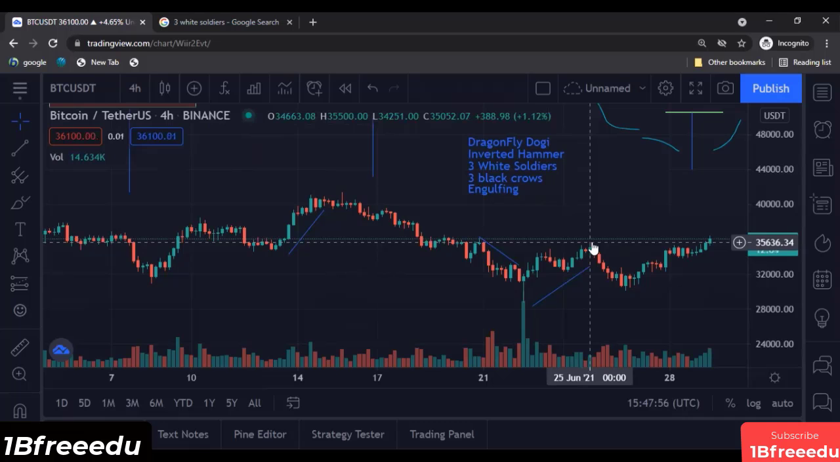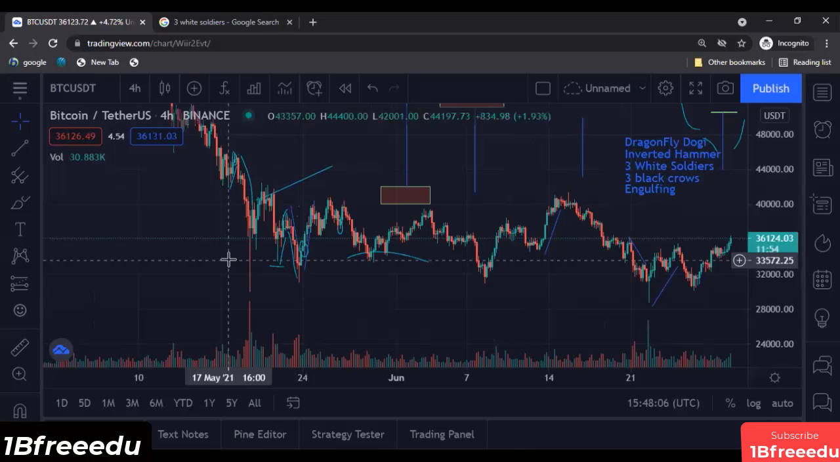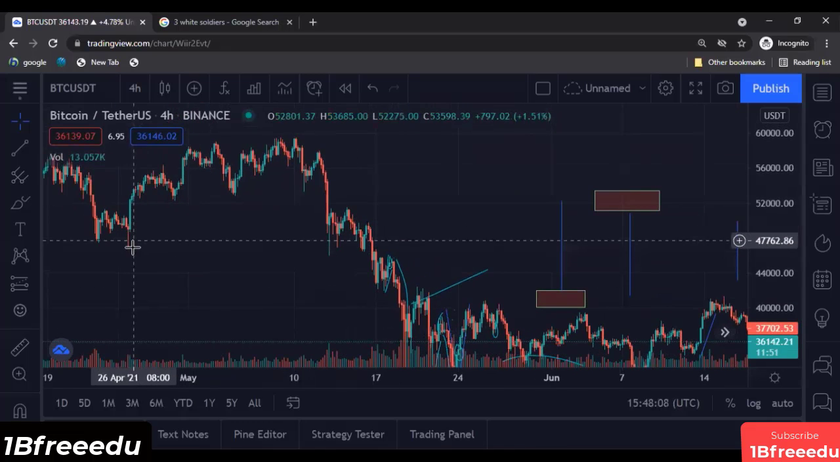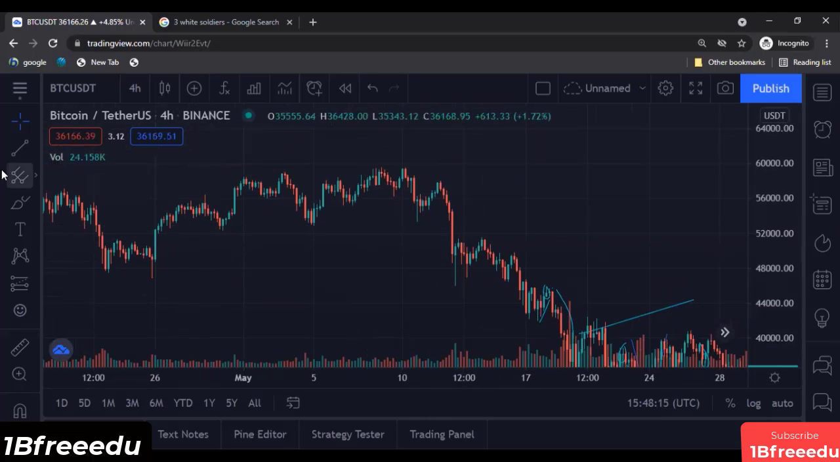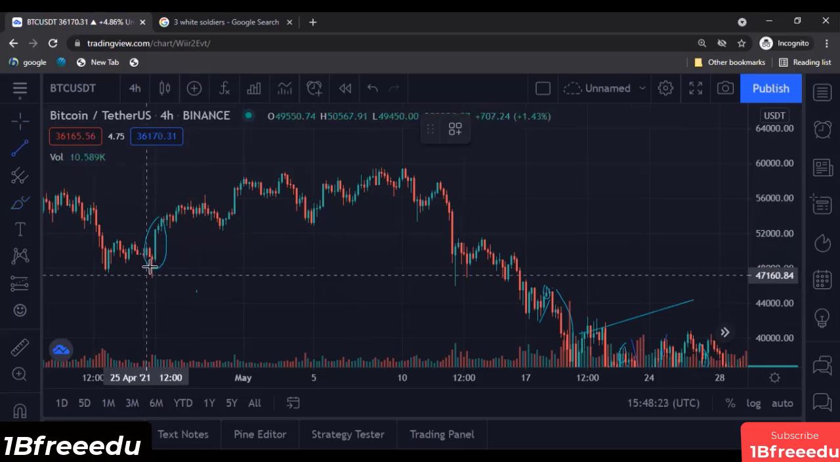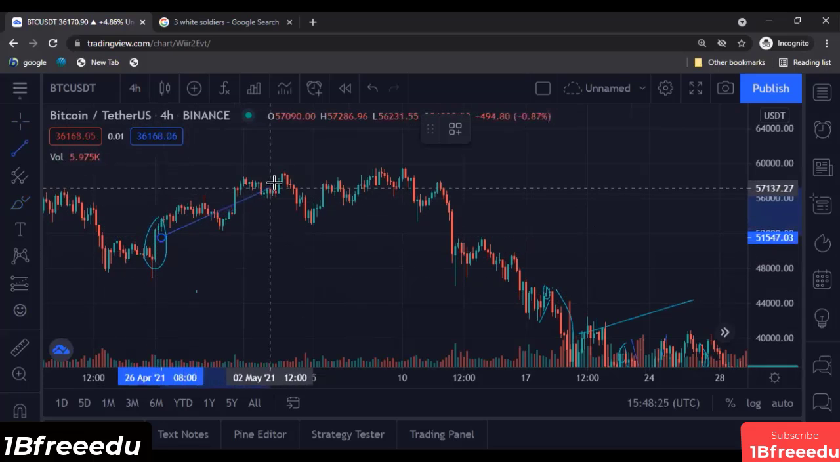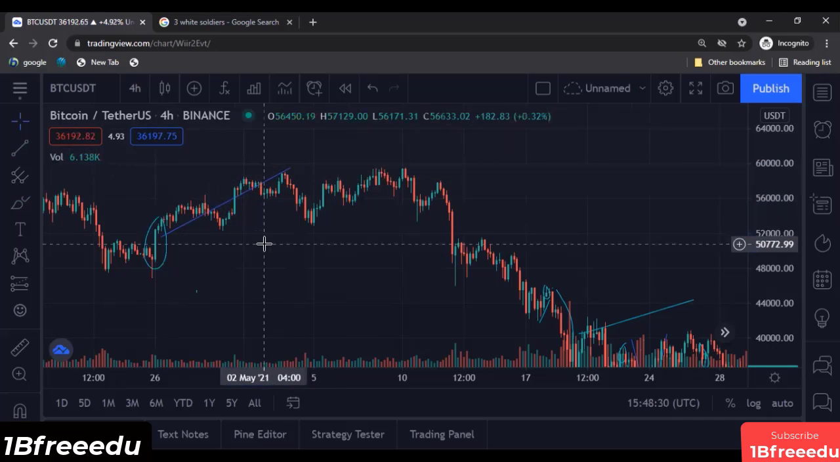So three white soldiers indicates that the market is now quite bullish, and it would mean that the price would be moving up. For example, this is also happening here. There were three white soldiers, and then the price moved from here till here. So we can see that there can be a potential uptrend.